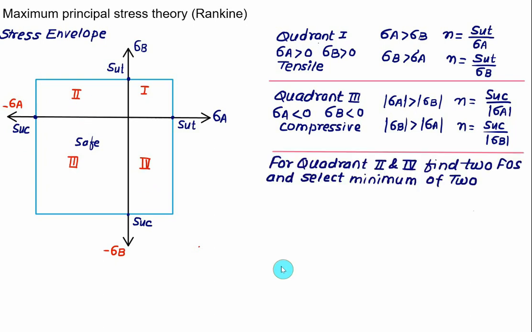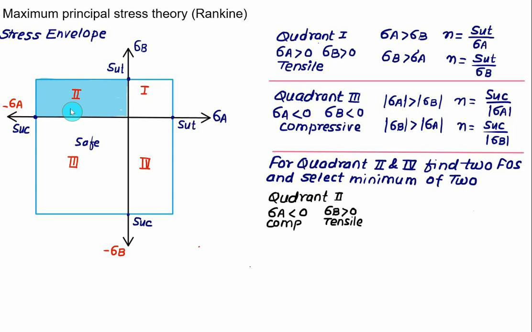Why do we have to calculate two factors of safety? Because for quadrant 2 one limit is SUT and the other limit is SUC, as well as for quadrant 4 one limit is SUT and the other is SUC, whereas for quadrant 1 and quadrant 3 you have to calculate one factor of safety based on the larger value of the principal stress, because both the limits are SUT or both the limits are SUC. So consider here quadrant 2.